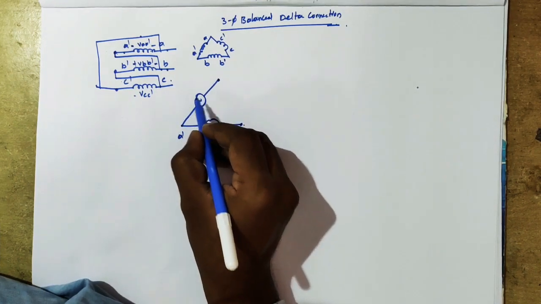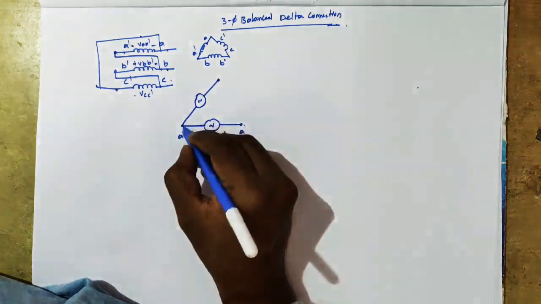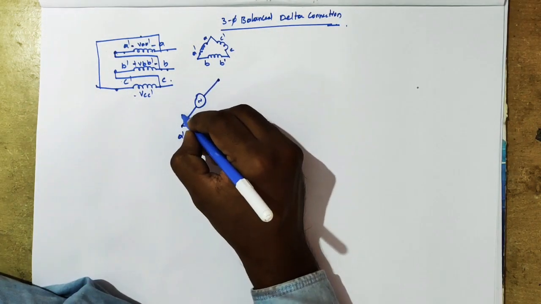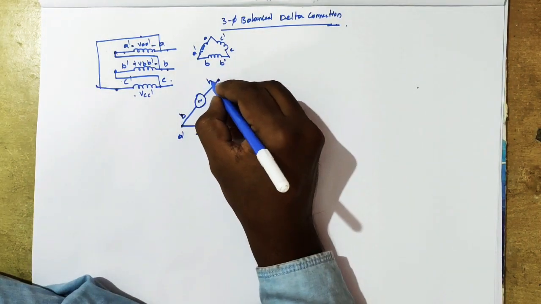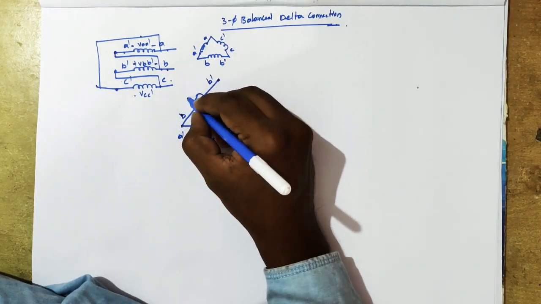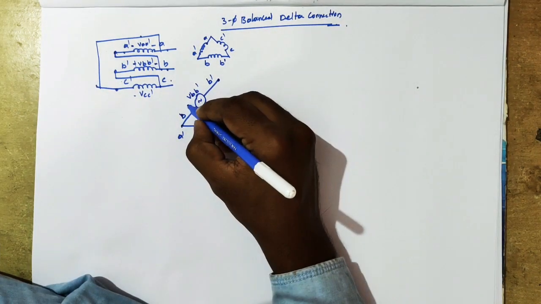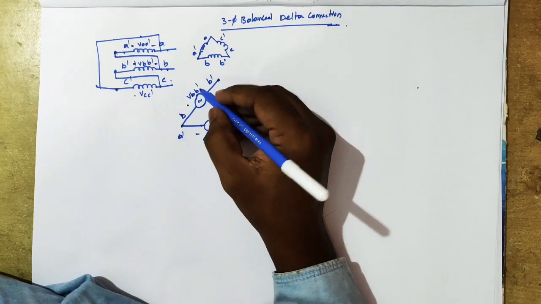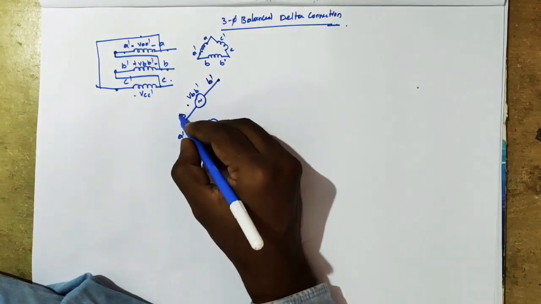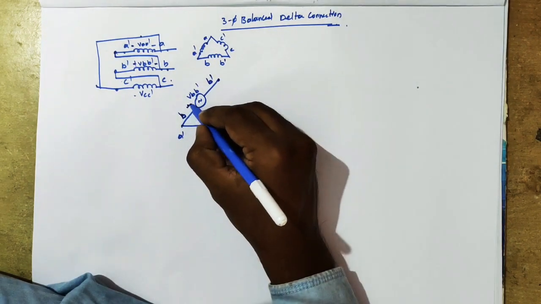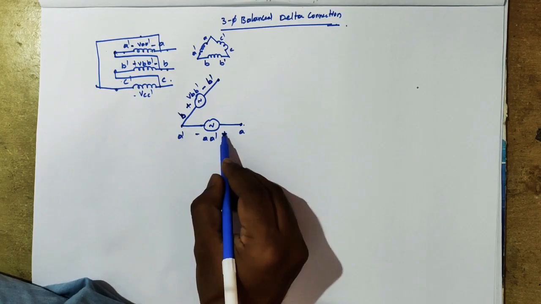The terminal here, A dash, is connected to B. This is the B connection and this is the B dash connection. The voltage produced across this is B dash B. Agree with me? The terminal representation is also important. This is B dash, this is the main terminal. So this is plus and this is minus, and here this is minus and this is plus.